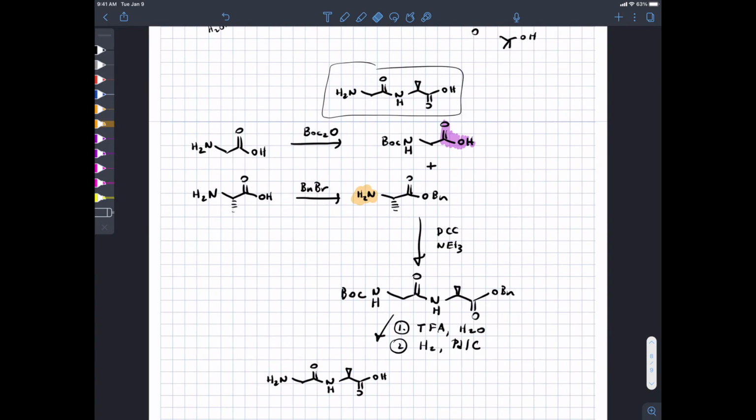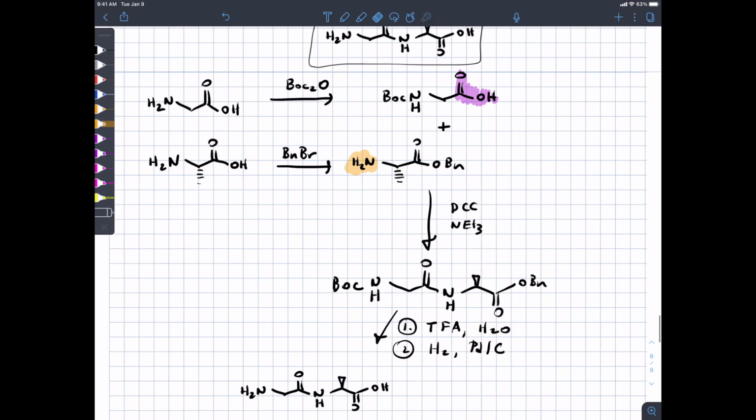Okay. Now, what if I'm not interested in making dipeptides? What if I wanted at this stage to couple another amino acid here? What would I do? If I wanted to put another amino acid here on the N terminus? Could remove Boc. Yeah, I was going to say just remove one of the protecting groups. Yeah, remove one, not both.